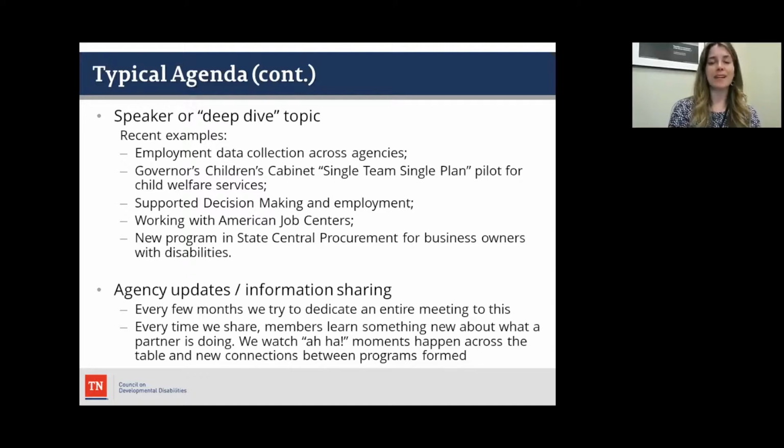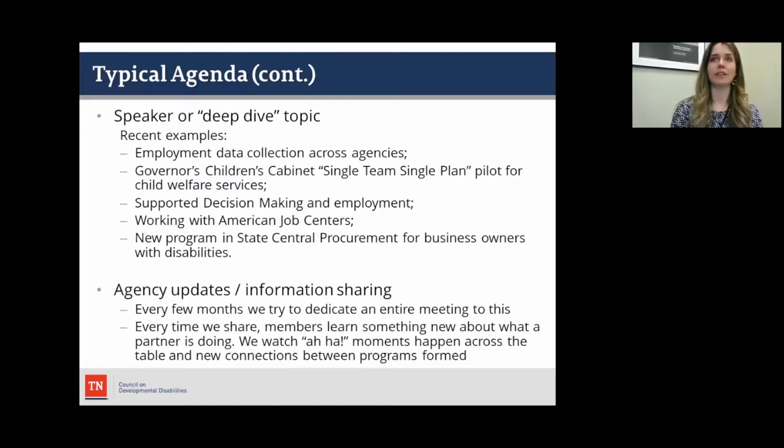And sometimes they approach it like, I don't know if this is relevant to the group, but here's something. And without fail, there is a connection made across the table and a linkage, because that program or that initiative or that conference, whatever the update is, was relevant to someone at the table. And a light bulb goes off and a business card is passed along and a follow-up meeting is set. So that is really exciting.